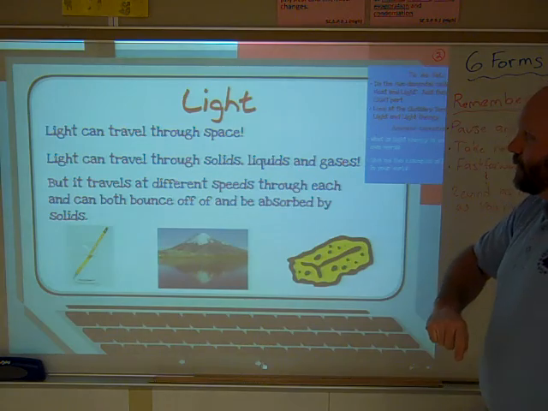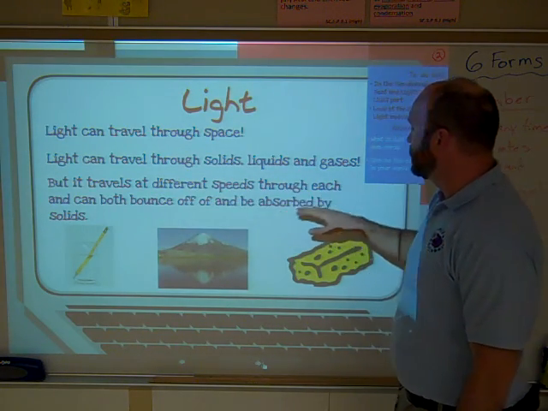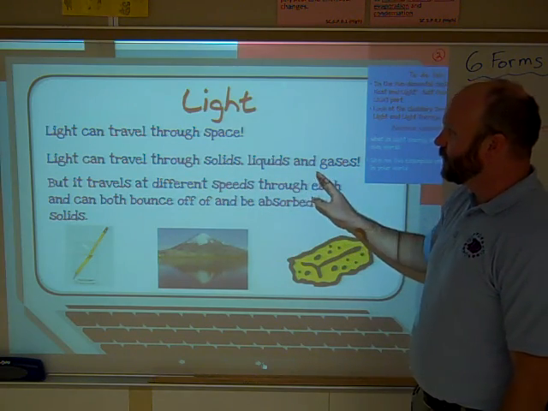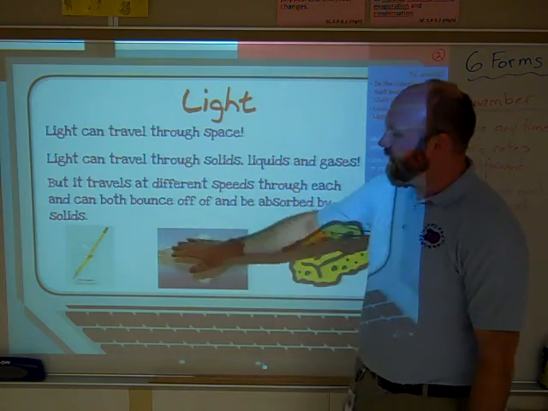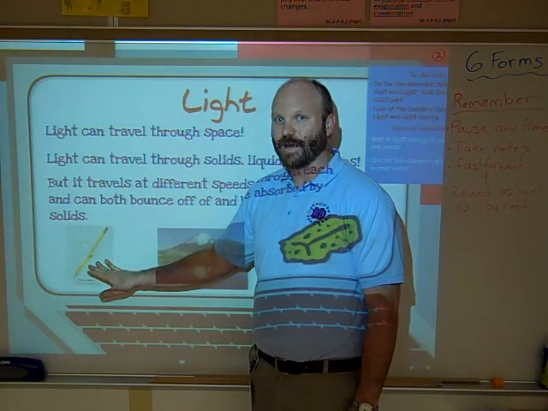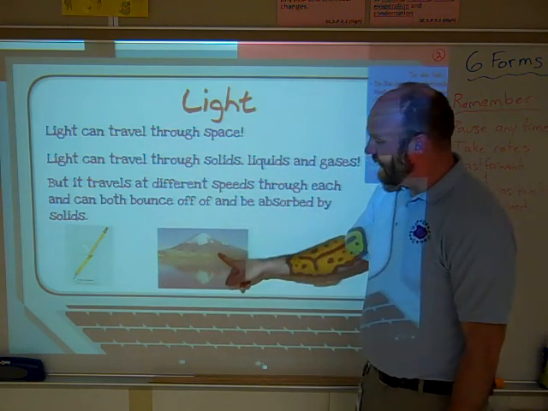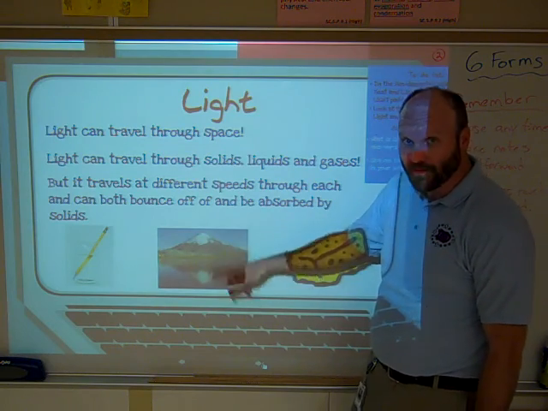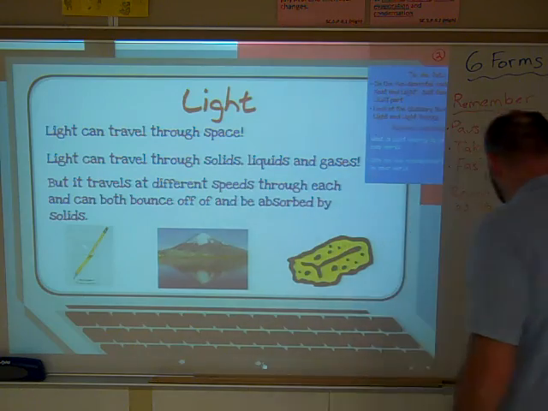But here's what you got to remember. Light travels at different speeds through each type of material, and it can also bounce and be absorbed. So take a look at this glass here. Here's an example of light traveling at different speeds. The pencil looks like it's broken. Here's an example of light reflecting. It's bouncing off. It makes a mirror image. There's 2 mountains. And there's not really a picture for absorb, so I put a sponge since that absorbs things.